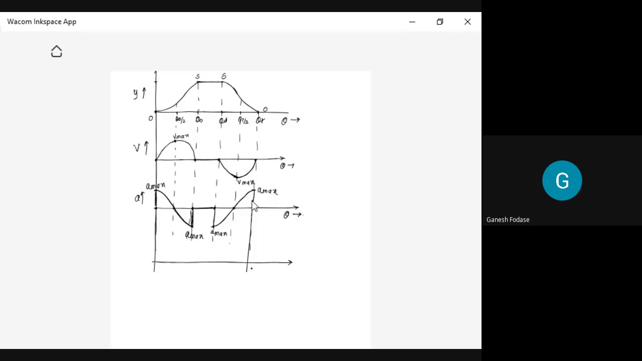Okay, I'm drawing just above it. How is the nature of jerk? At theta equal to 0, how much is the value of jerk? 0. Okay. So at theta equal to 0, it is 0. At theta equal to theta 0, again it is 0. And it is maximum at theta 0 by 2.